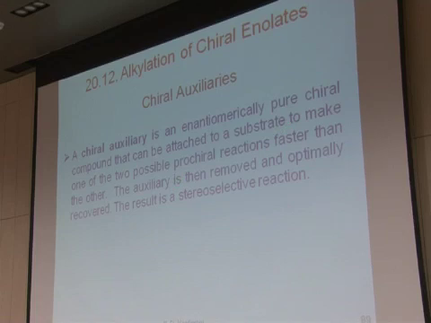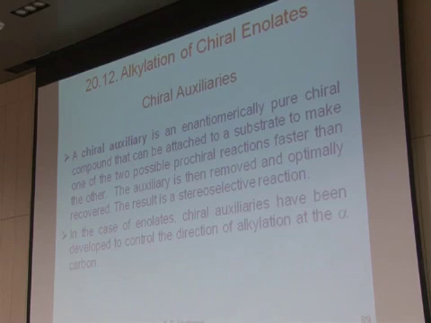So you will make one of the two possible prochiral reactions a favorable pathway. And then you can remove that auxiliary and you will have a stereoselective reaction. So you are using what's called a chiral auxiliary. The chiral auxiliaries have been developed to control the direction of alkylation at the alpha carbon. And I'm going to give you an example.